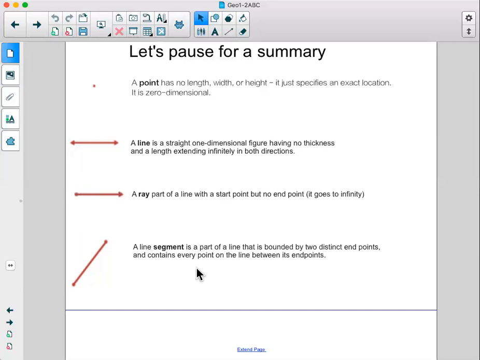A line segment is part of a line that's bounded by 2 distinct endpoints. It contains every point in between those endpoints. We name it with the 2 capital letters that are the endpoints, and we have to use a line segment symbol above.